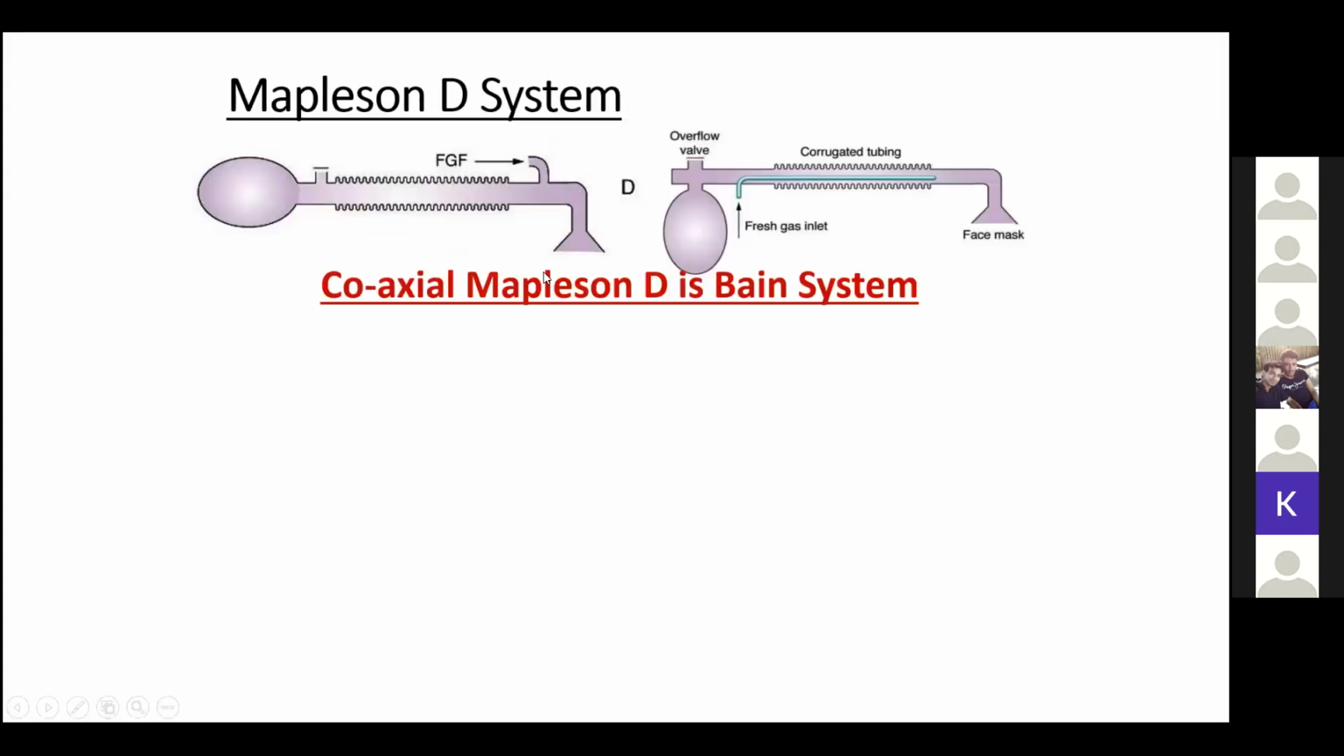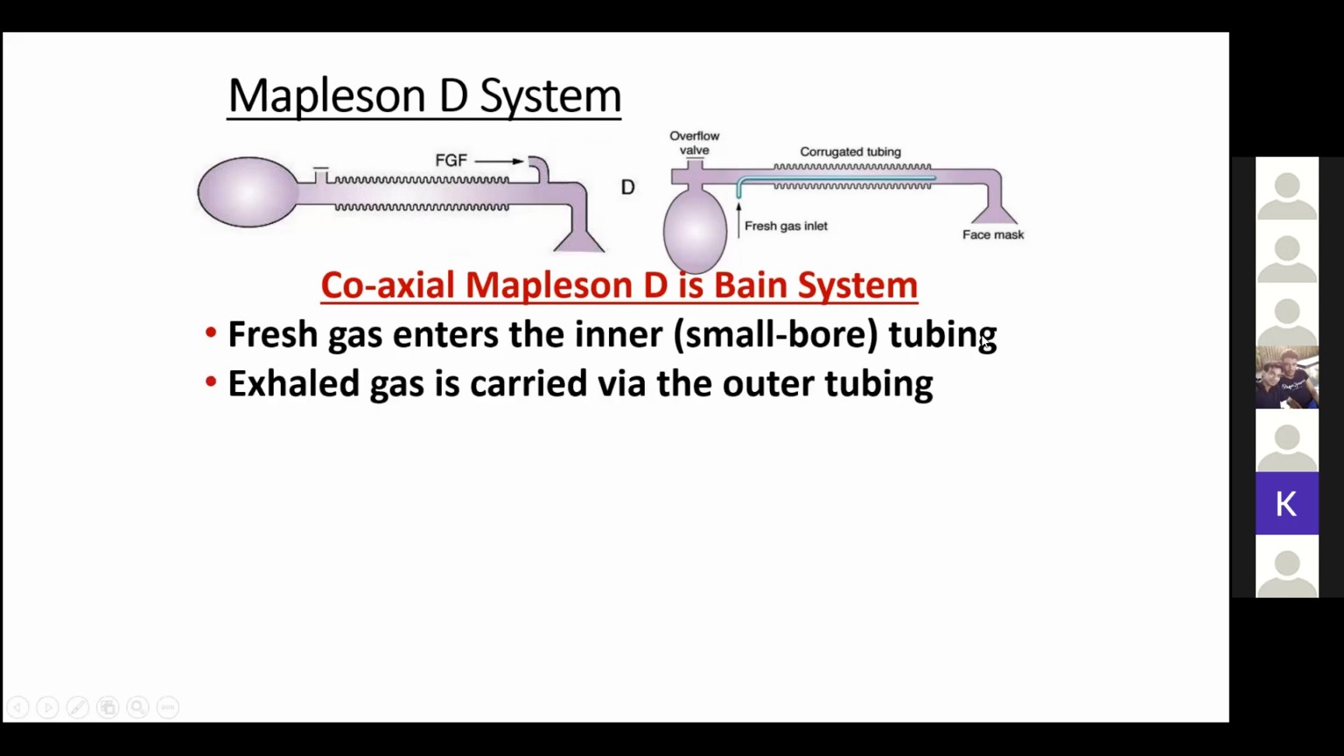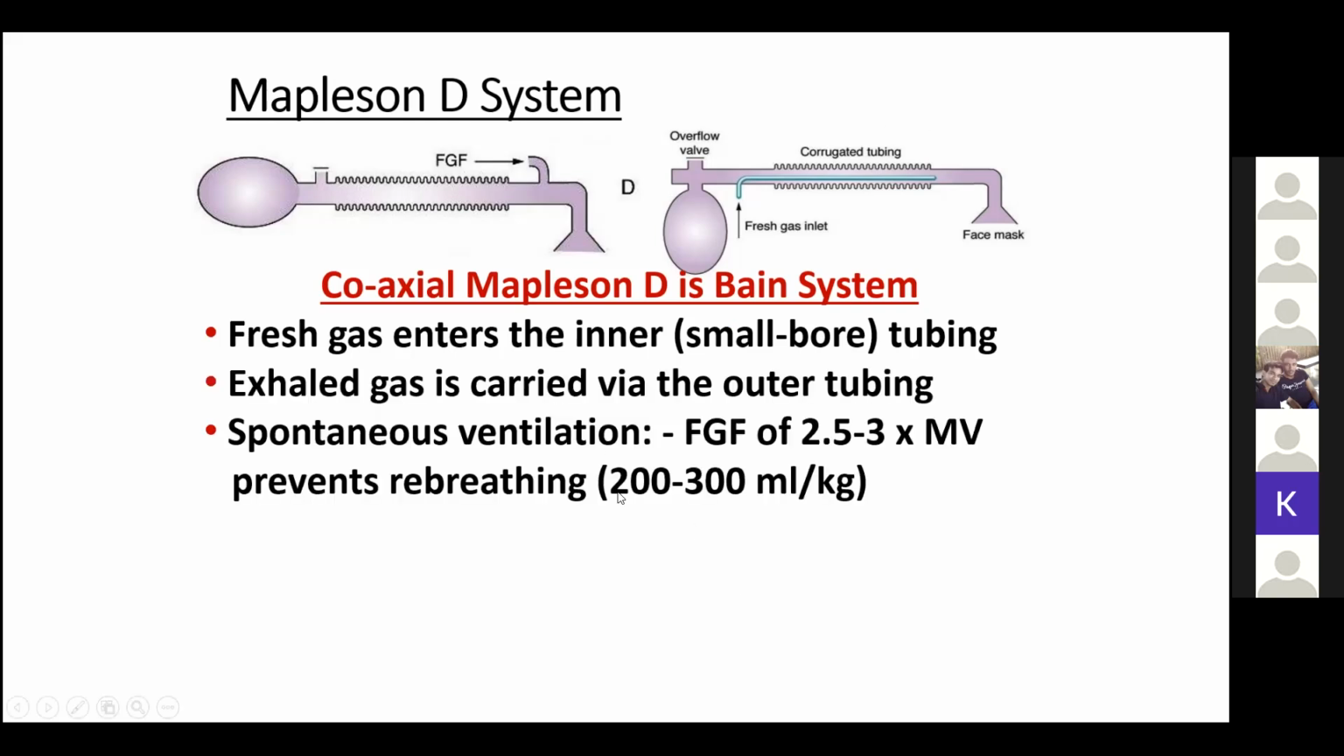Now let us see coaxial Mapleson D. Because Mapleson D we have hardly used. We are using it only in the form of the Bain circuit. So this is called coaxial Mapleson D or a Bain system. Fresh gas enters the inner tube, exactly opposite of your LEX circuit, which is a small bore tube. Exhaled gas is carried via the outer tube.